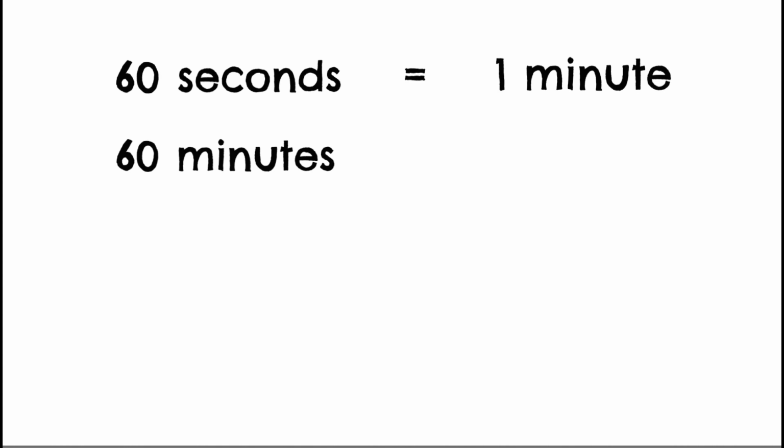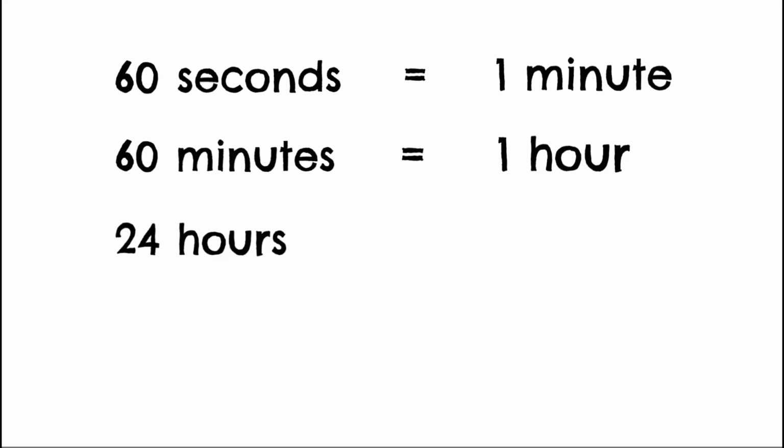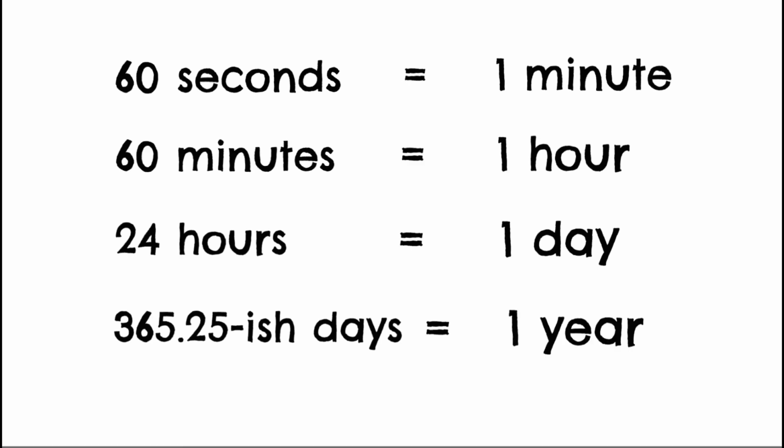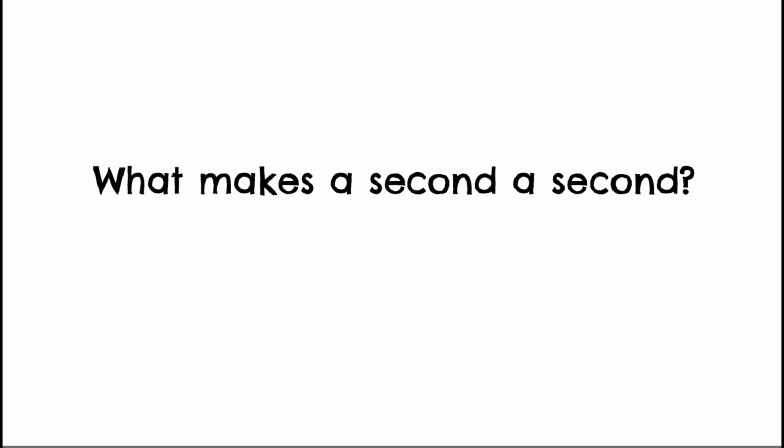If you count 60 seconds, you get a minute. 60 minutes, you get an hour. 24 hours, you get a day. 365.25 days, you get a year. But back to the question, what makes a second a second?